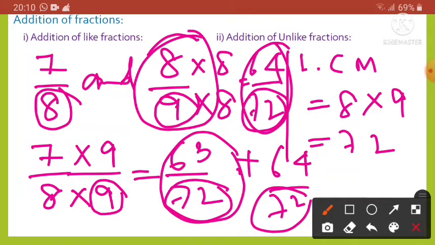We know that if the denominators are the same, then we only have to add the numerators. So we write the denominator 72, and then we add the numerators, that is 63 and 64. If we add 63 plus 64, we get the number.